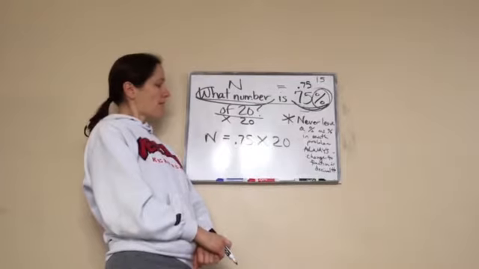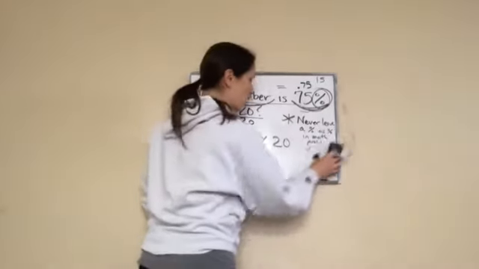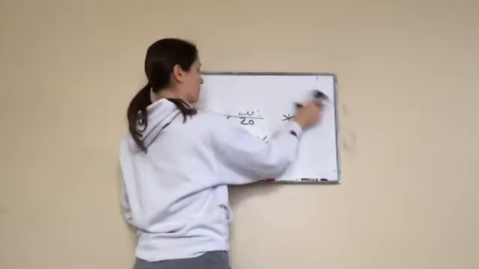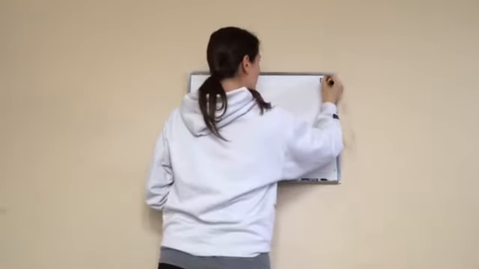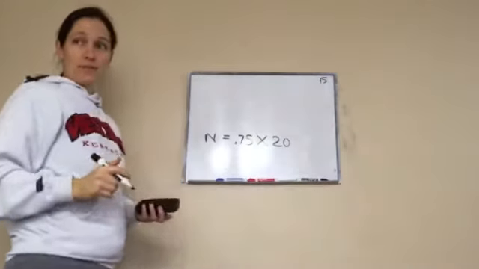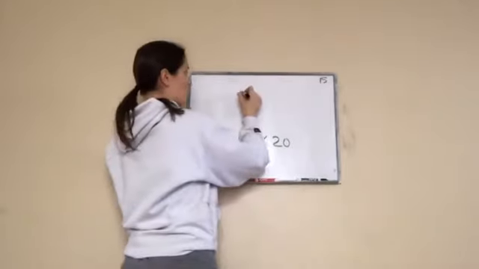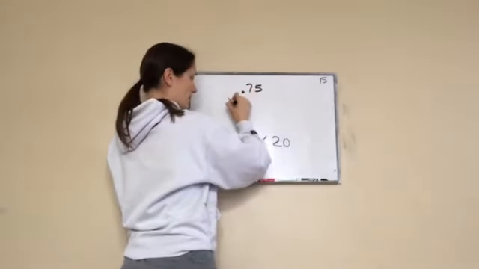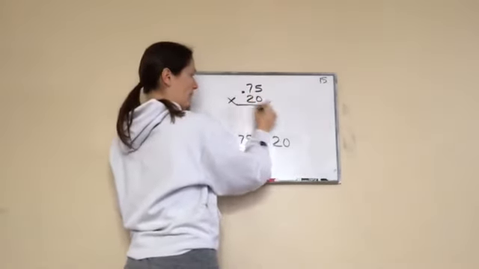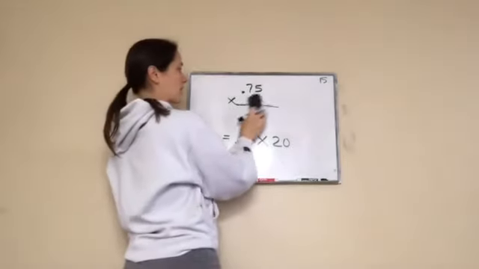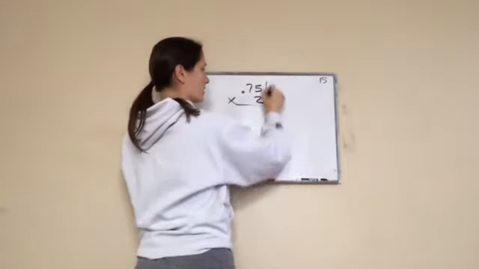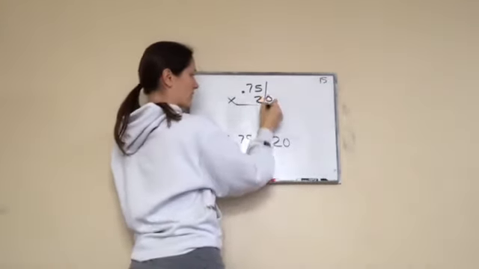Okay, so now I'm going to erase all this and let's work our problem. I forgot, you got 15 up here. You ready? So we're going to take 0.75 times 20. Now you can do the hanging zero. Let's do that since we've learned it. Bring that 0 down.